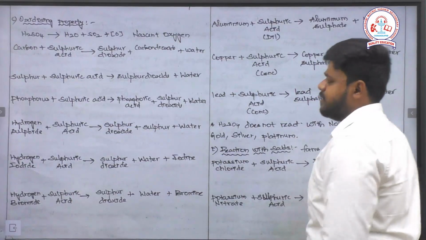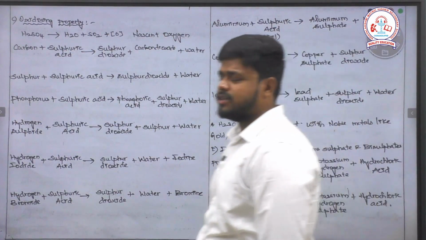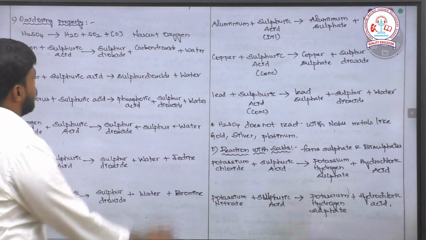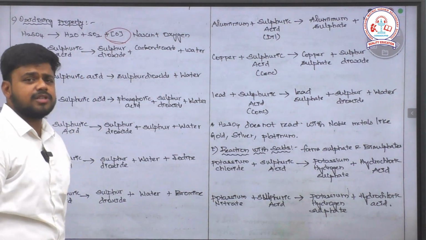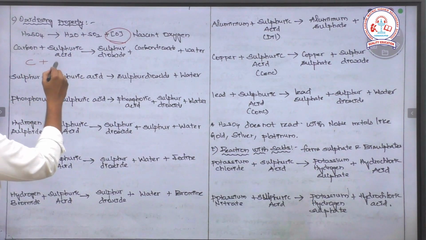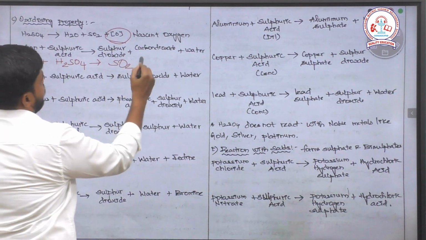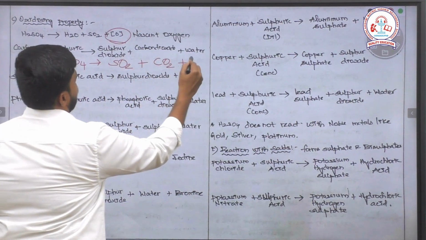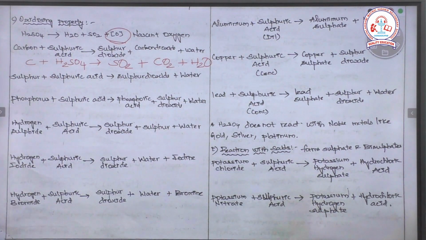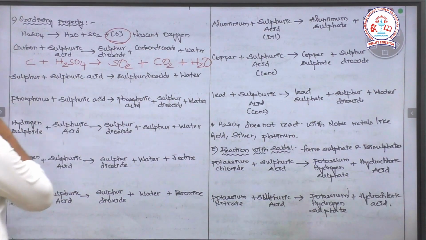Next one, oxidizing property. Sulfuric acid has an oxidizing property because it produces nascent oxygen. See, when sulfuric acid is decomposed, it produces sulfur dioxide, water, followed by nascent oxygen. Because of the formation of nascent oxygen, it has an ability to act as an oxidizing agent. Carbon reacts with sulfuric acid to form sulfur dioxide plus carbon dioxide plus water. So to check the balancing, oxygen here it is 5, here it is 4.